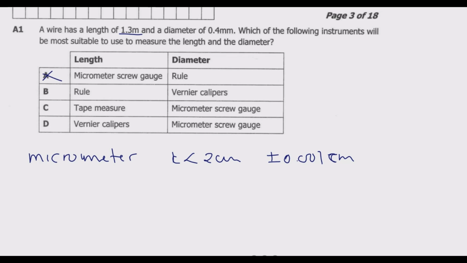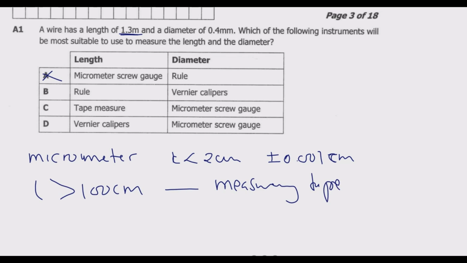Next, the ruler. When can you use a ruler? We can't use it to measure 1.3 meters. If you are measuring a length greater than 100 centimeters, you use a measuring tape. A measuring tape is normally around 5 meters or greater, so it will be able to measure this distance properly, because this distance is broken into two: this is 100 centimeters, then this is 30 centimeters. A meter ruler, which is the maximum, can only measure up to here. Then we would have to mark here and measure another 30 centimeters, which gives you room to make an error. So you need to use the most suitable instrument, which is the measuring tape or tape measure. So B cannot be correct.